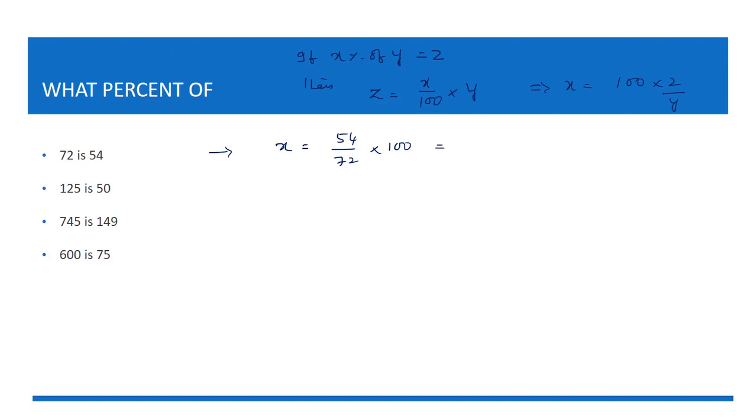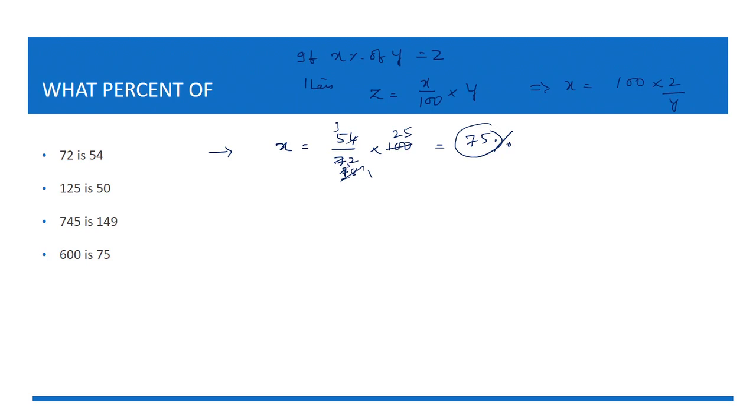Now let us simplify here. 54 by 72, let us start dividing by 4. Then 4 8s are 4, 25s are 18, 1s are 18, 3s are, which is going to be 75. So what percent of 72 is 54? That is 75%. Right?